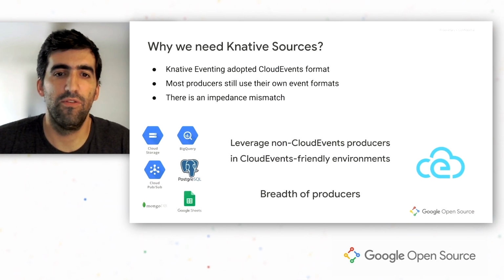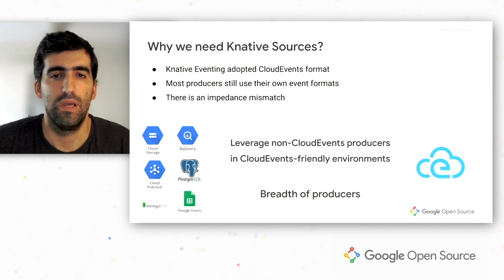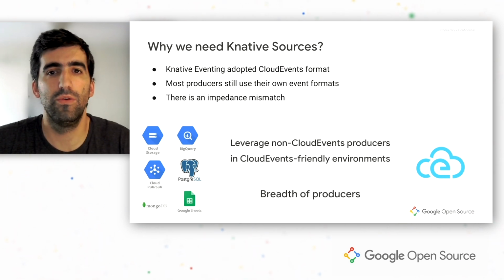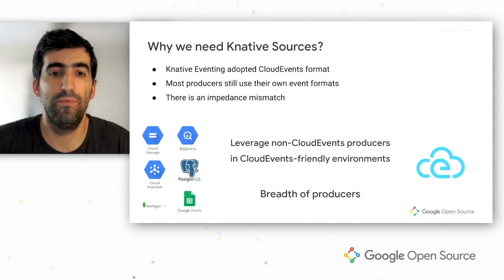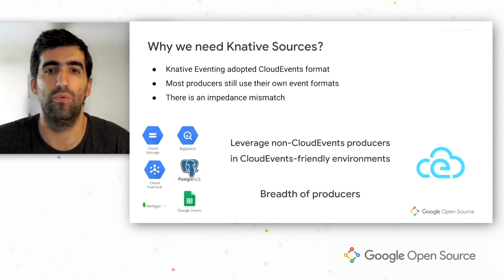But let's start with the fundamental question of why we need Knative Sources. And the answer is pretty simple. Knative Eventing adopted the usage of cloud events. However, most producers still use their own event formats. So there's an impedance mismatch. We need Knative Sources to be able to leverage existing known cloud events producers into this cloud event world.